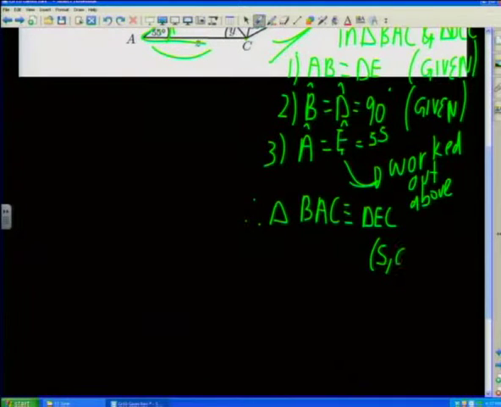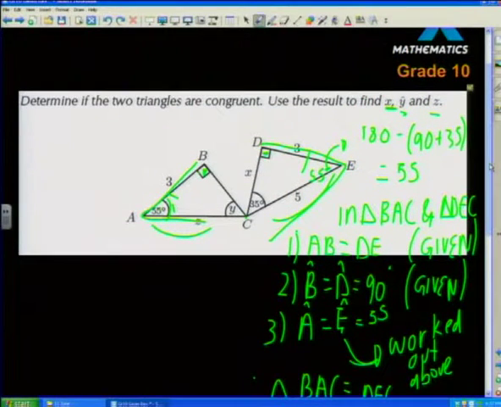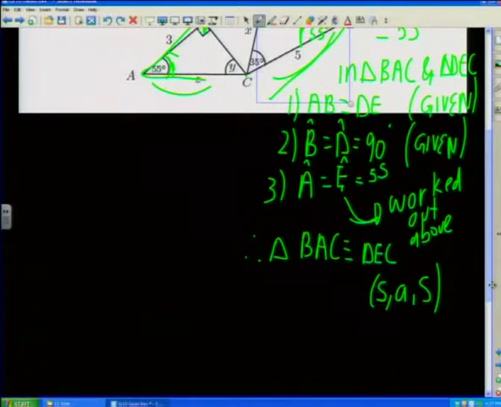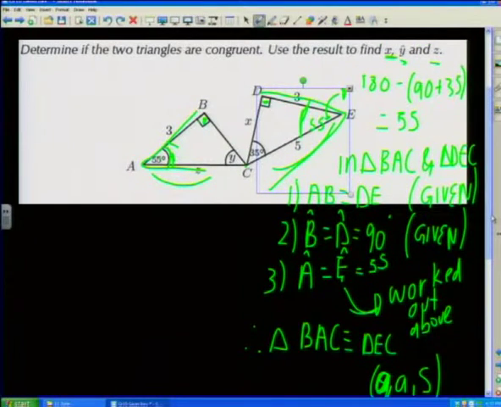And our reason here, side, angle, side. And remember, it was important for the angle that we proved to be equal to be between the two equal sides. Sorry, my reasoning here is wrong. My final step here should actually be angle, angle, side, not side, angle, side. Because if it was side, angle, side, you would need to have your angle between your two equal sides.